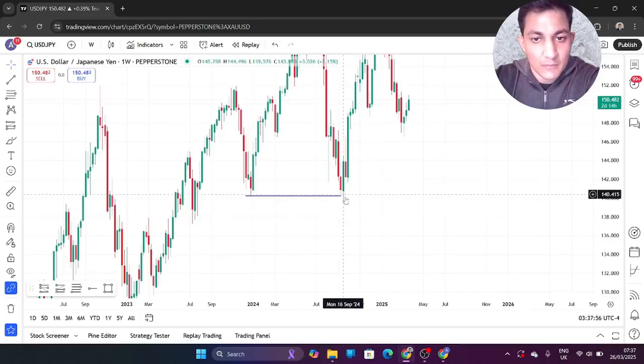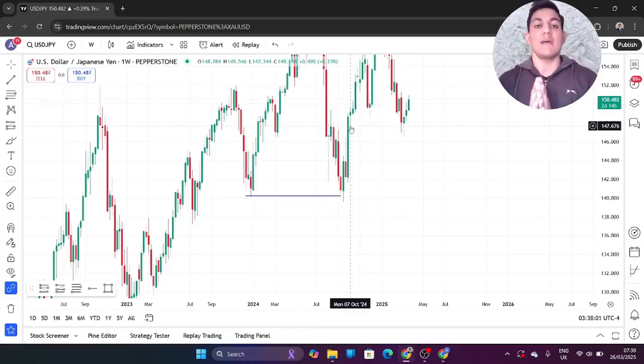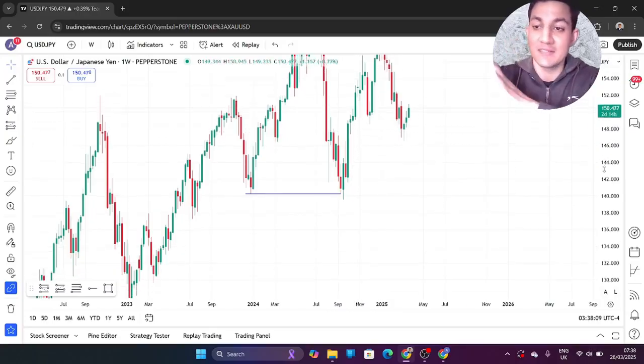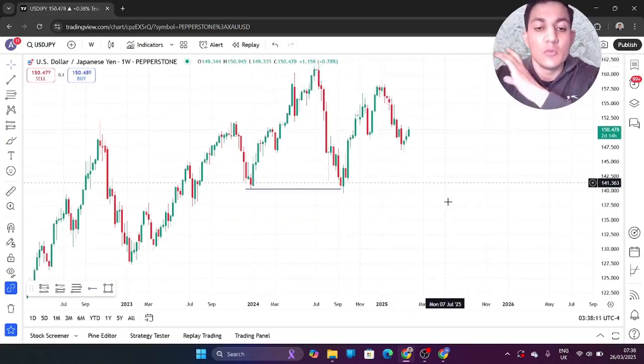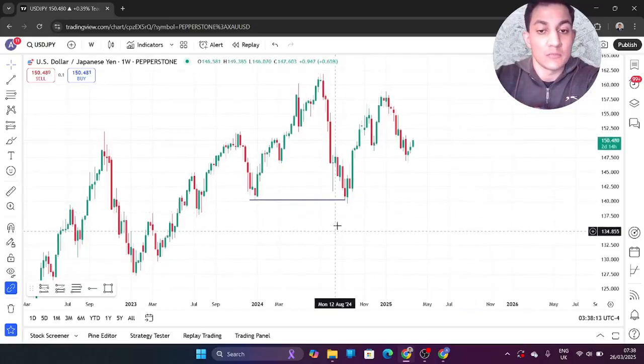And you see this wick? How we come down, we wick out this low and instantly reverse. That right there is a liquidity sweep, right? Very, very important. And if you don't understand liquidity sweeps, don't worry. There's a full, completely free 2-hour trading course where I go into stupid detail about liquidity sweeps. But if you understand liquidity sweeps, you'll know exactly what I'm talking about here, right?